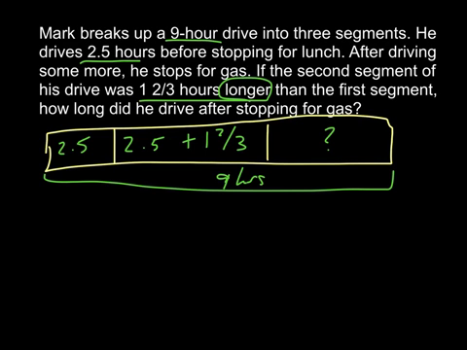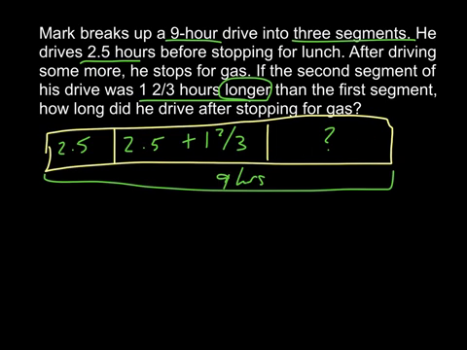Okay. When I drew my picture, I drew their entire trip as a tape diagram. Remember, this is split into 3 segments. And what I did here is I said my first segment is 2.5 hours before stopping for lunch, and that's where this line is here. Then he drove more, but he drove 1 hour and 2/3 longer than the first segment. So that means he still has that first segment of time plus 1 hour and 2/3, before he stopped for gas, and then we have the remaining time.